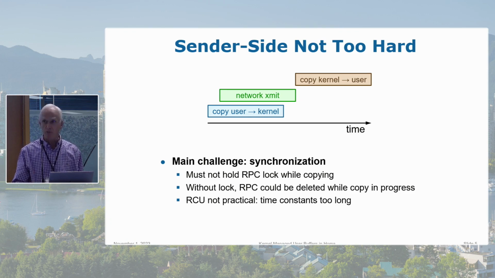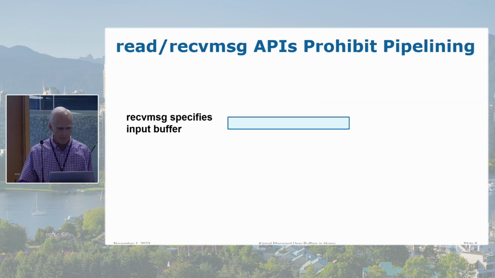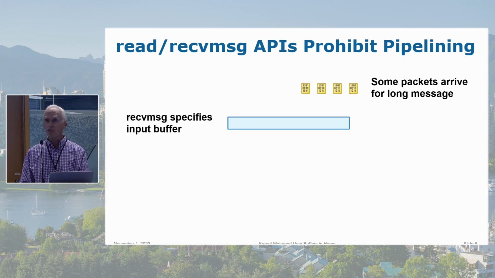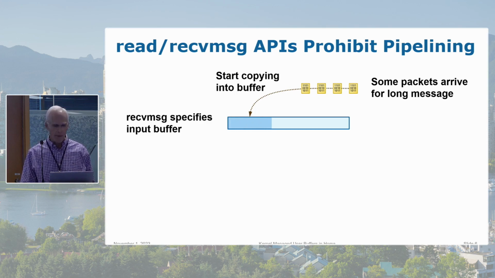The other side is really where the challenge is and where I want to spend most of the time. On the receive side, the problem is the API makes it impossible to pipeline. Here's an example. The way you do a receive, of course, is that you call receive or receive message or read or whatever, and you pass in a buffer for the message. Now imagine some packets arrive from a large message. If we want to pipeline that, we want to start copying those packets into the buffer before we've received all of the packets. So we do that. We've copied some of the packets in.